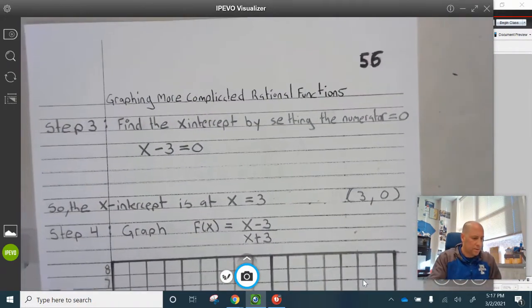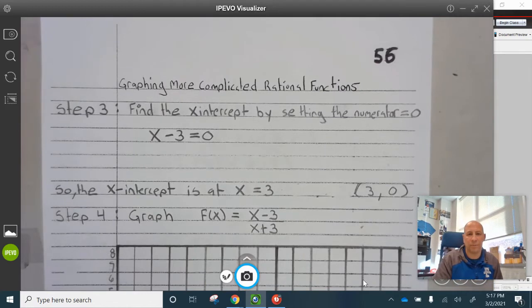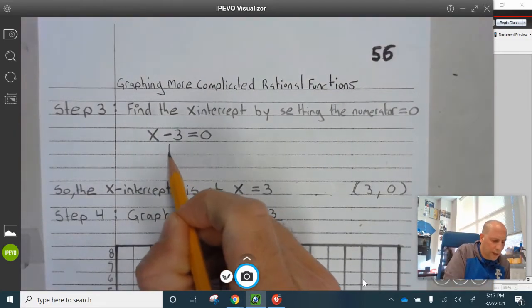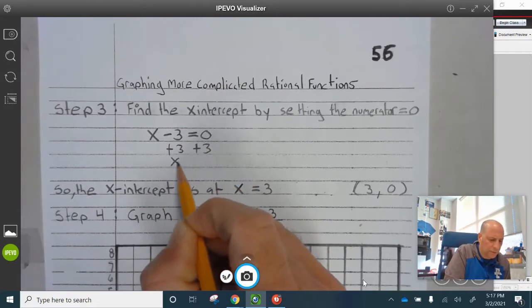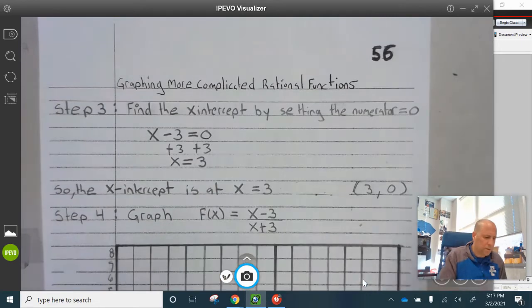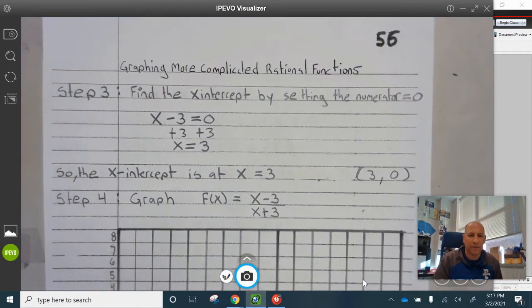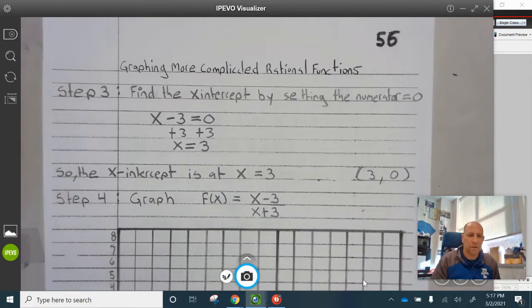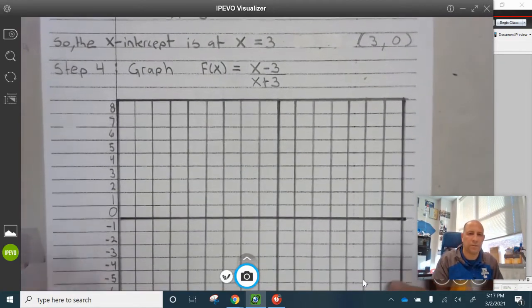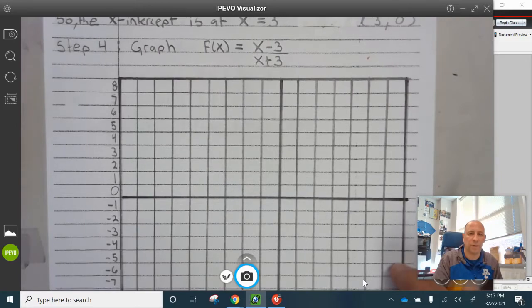Step 3. Find the x-intercepts by setting the numerator equal to 0. So we set it equal to 0 and solve, so we add 3 to both sides. Then x equals 3. So the x-intercept is at x equals 3, or 3 comma 0. Step 4, we're going to graph f of x equals x minus 3 divided by x plus 3.